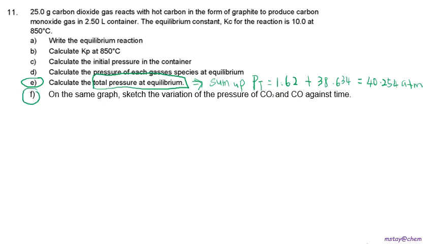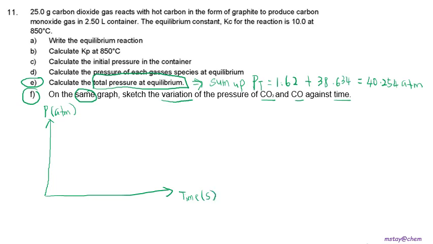Next question is F. On the same graph, the keyword over here is same. Sketch the variation of the pressure of carbon dioxide and carbon monoxide against time. So we are going to plot the graph of pressure, and don't forget the unit. Then the time, with the unit of seconds or any unit you think is suitable, because in this question they didn't tell us the time at which the reaction achieves equilibrium. You can start with either carbon dioxide or carbon monoxide.